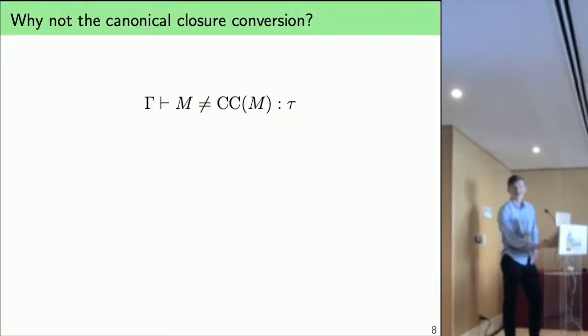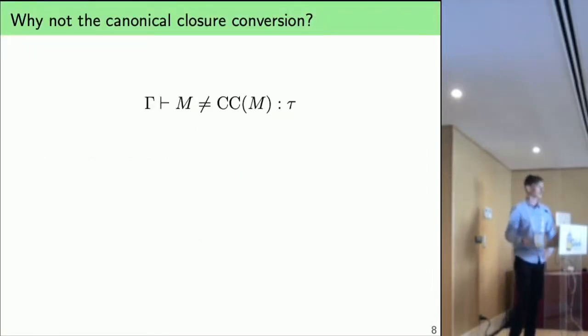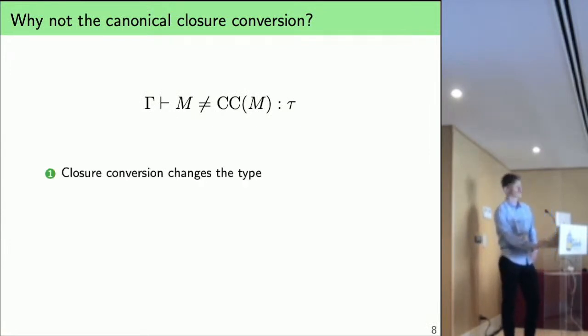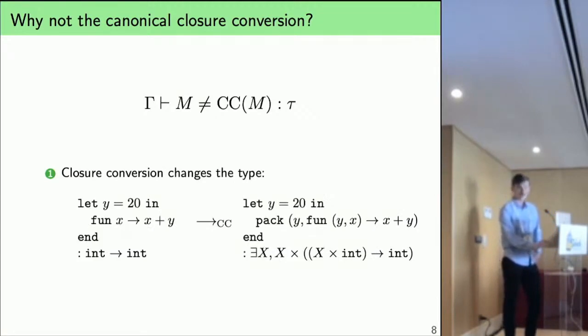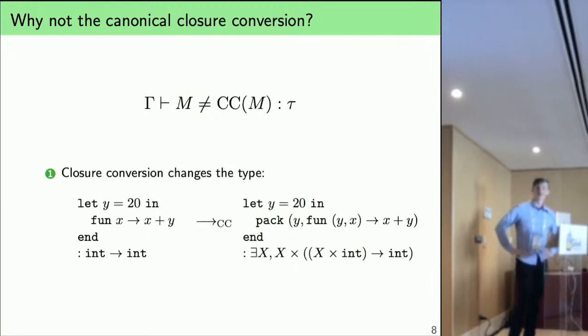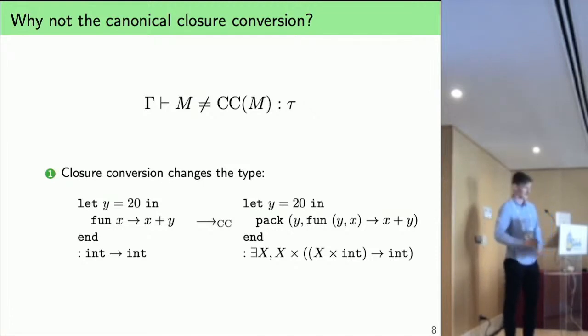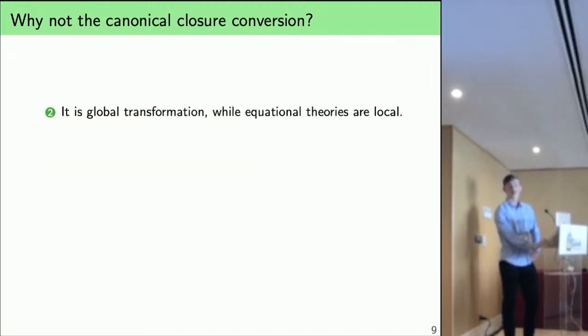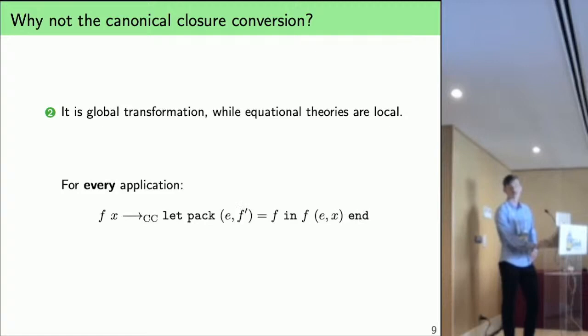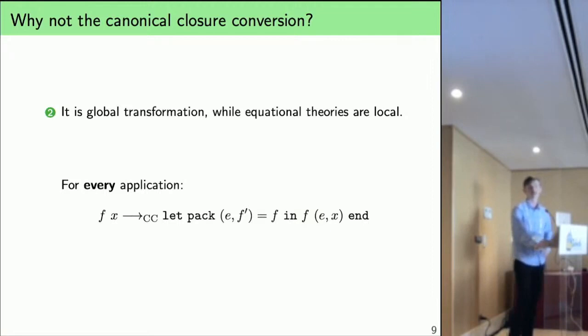So why can we not just do this with the closure conversion I presented before? Well, it's because this isn't true. Closure conversions change the type. We already saw this, but we turned an int-to-int into an existential type, and equational theories are often type preserving, so this is a problem. Another problem is that it's a global transformation, whereas equational theories are local transformations. And just as evidence for that, for every application, we had to generate this code to unpack our closure.